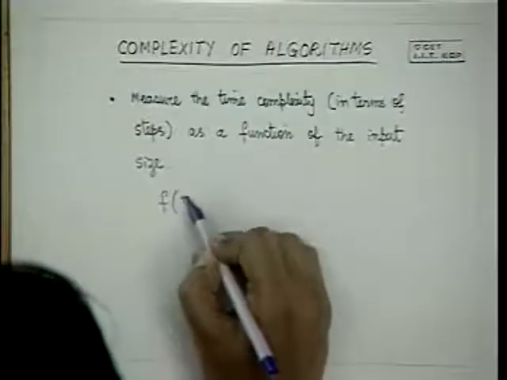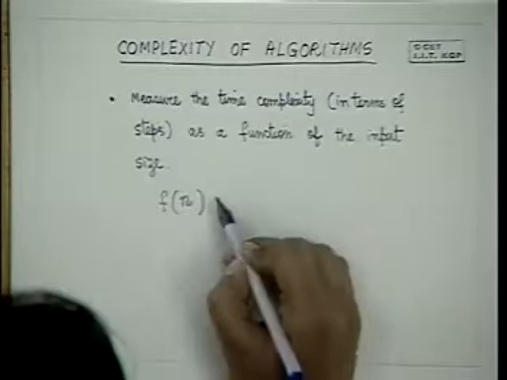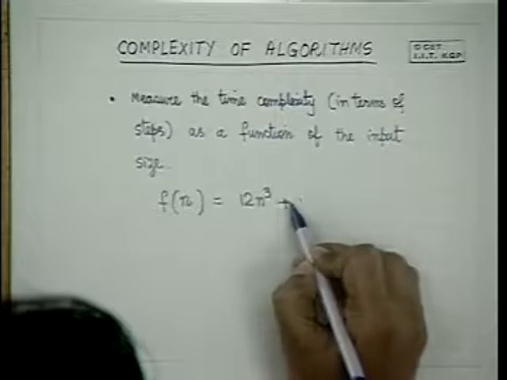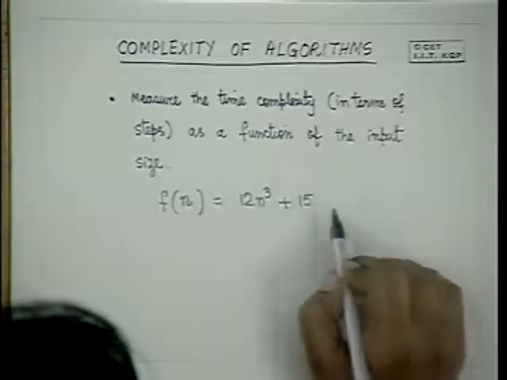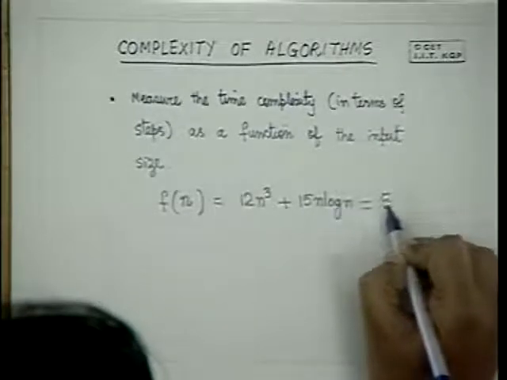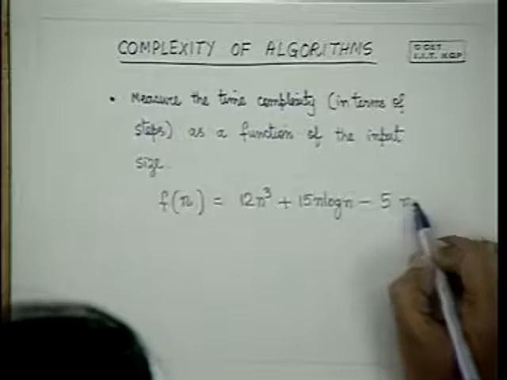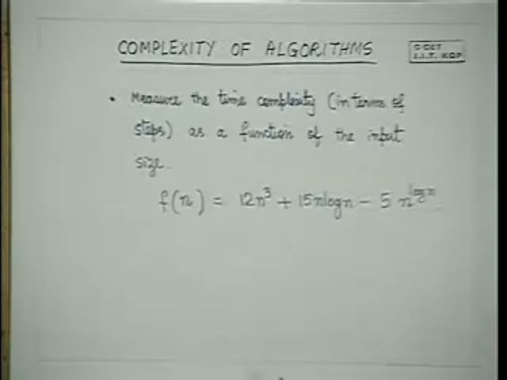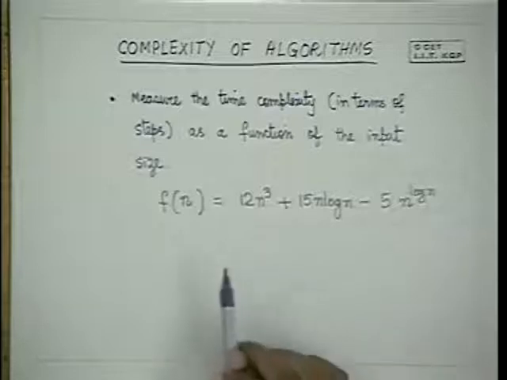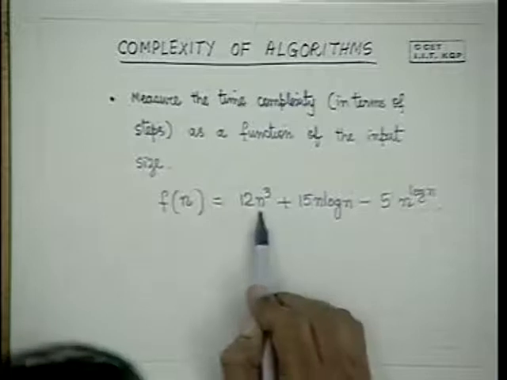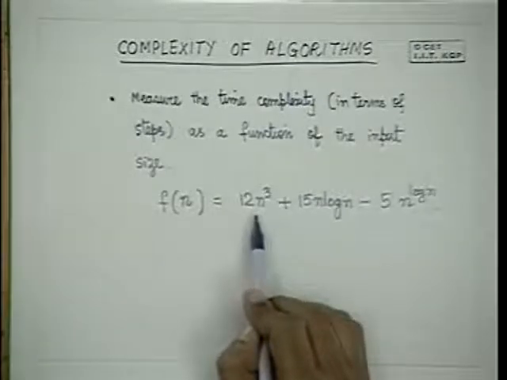but then you can combine all these 5 and make it into one size also. So under normal circumstances, we say Fn is equal to 12 n cubed plus 15, we will find out the number of steps, n log n minus 5, n to the power log n, some function we may have got, and this we call the time complexity function of this particular problem, where n is a measure of the input size.